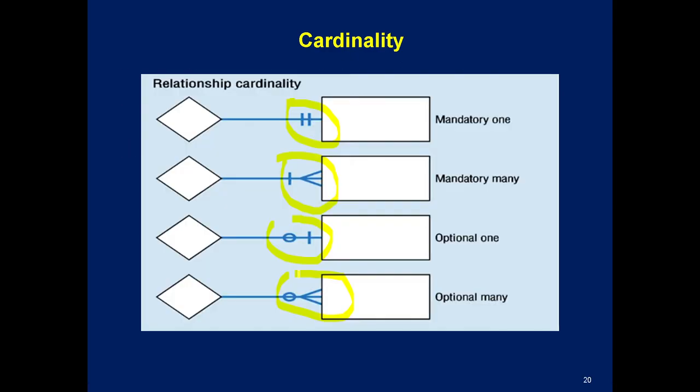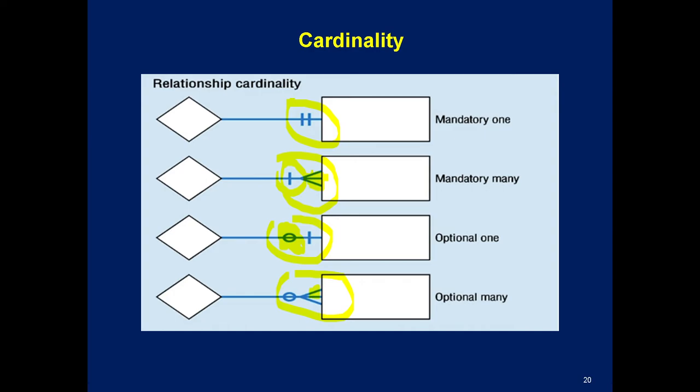So do not be confused with this. If it is triangular, with three prongs, that's many. If it's a single line, that's single or one. And if this is optional, it's zero or one. So why do we define cardinality in our attributes? It is because we need to know how much data is going to flow between these two entities that we have.